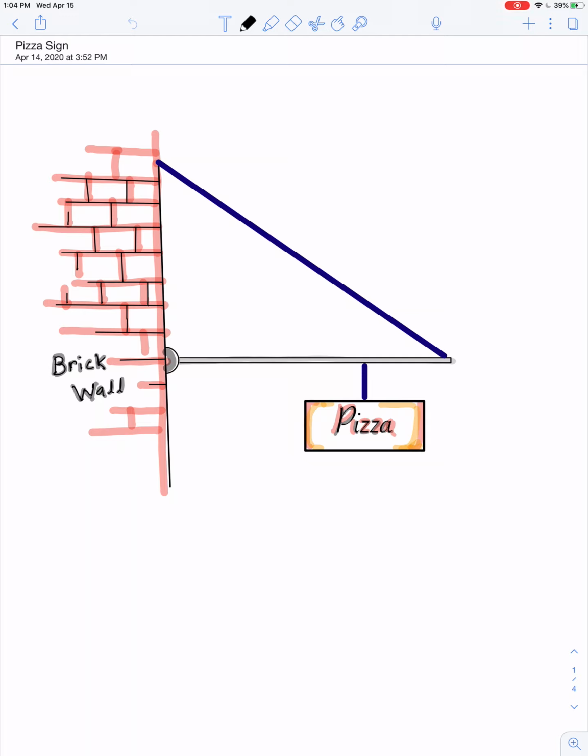So the sign hangs some distance, we can just call it a distance of d from this hinge. And the pizza sign has a mass m. It hangs from a beam, and the beam itself has a mass, maybe we'll call it capital M. So there's a support cable that provides a counter torque to overcome the weight of both the beam and the sign. And that cable forms a tension member that makes an angle of theta with the beam.